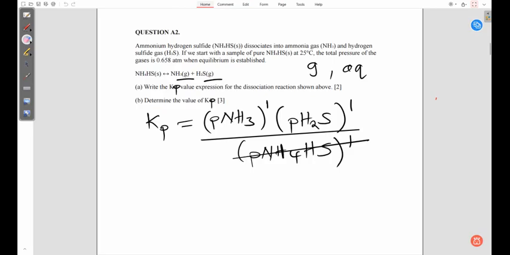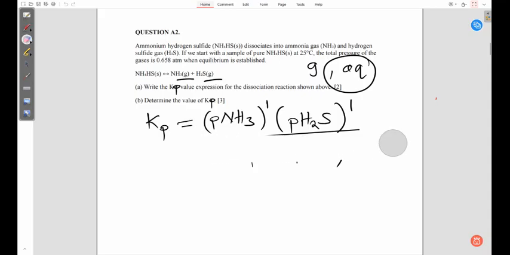But of course, under the Kc expression, that's where we now use the aqueous states. So all solids or liquids will possess a value of 1. So the Kp expression is just that, in terms of gases.